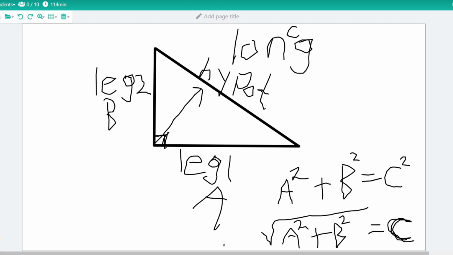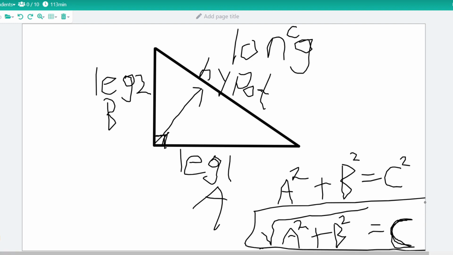Now, for you math-brained people out there, you might realize that this has two answers. Remember, since we're looking for a distance of a triangle, distance is always positive, so your answer should always also be positive. We should not get any negative answers here. So we always look for the positive root of this equation.